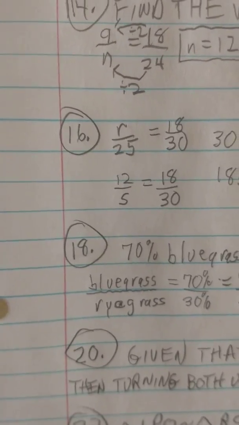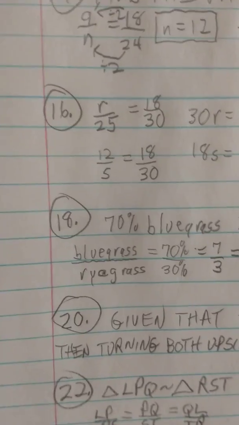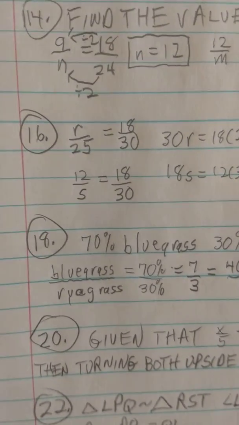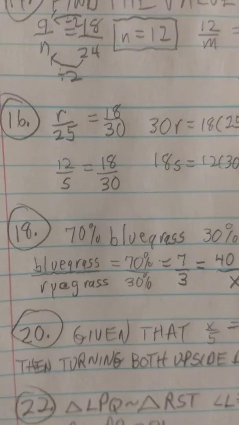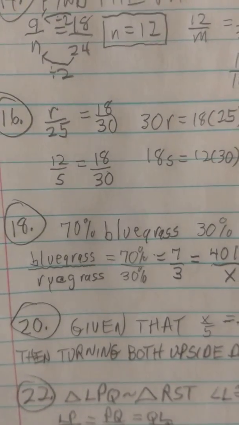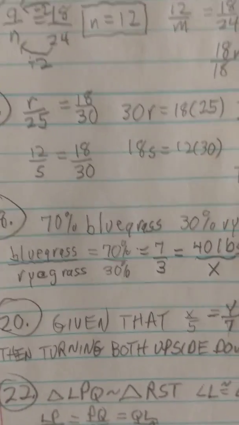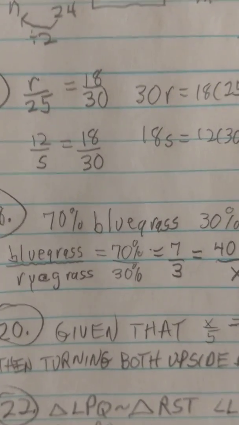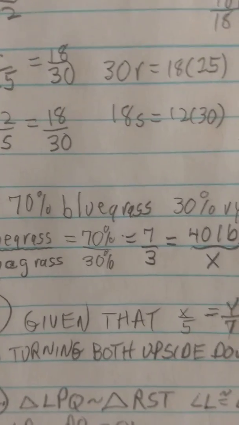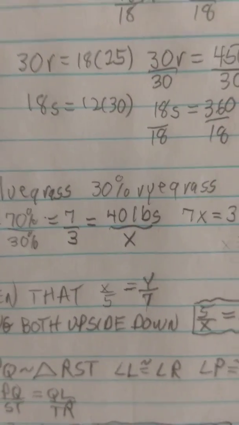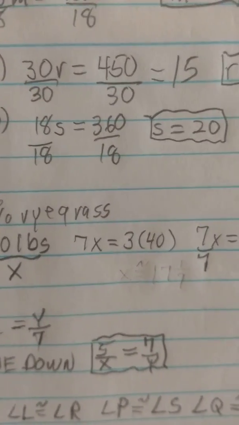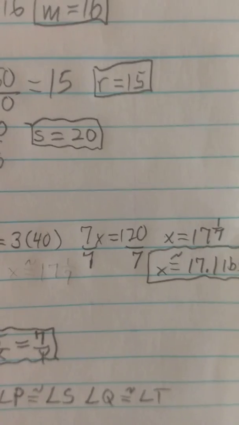Okay, number 16, my two unknowns in the similar figures give me r over 25 equals 18 over 30. See how it's proportional side to corresponding side equals corresponding side to corresponding side. So we cross multiply. 30r equals 18 times 25 with the calculator. 30r equals 450. Divide by 30 on the calculator equals 15, and r equals 15.